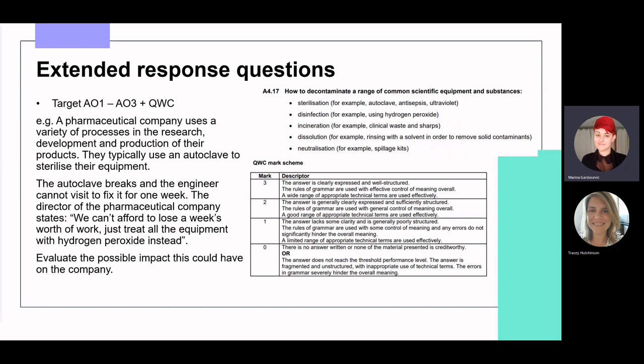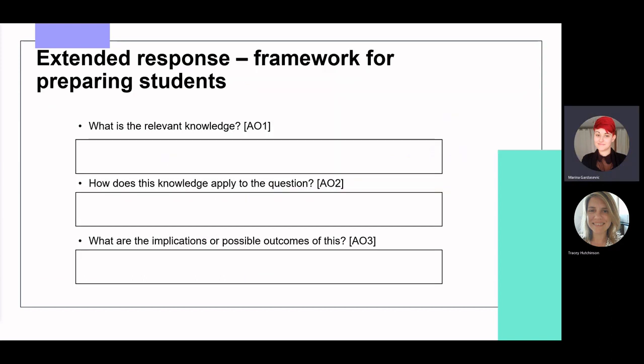So here we have the AO1, where you could describe what autoclaving is in terms of its sterilization, whereas hydrogen peroxide is not going to sterilize, that's disinfection, and kind of leading on to we're applying and then analyzing and evaluating, whilst also carrying through that quality of written communication.